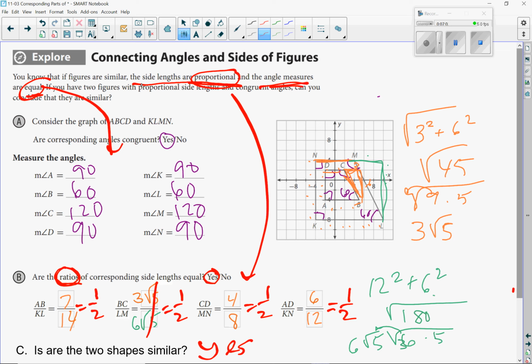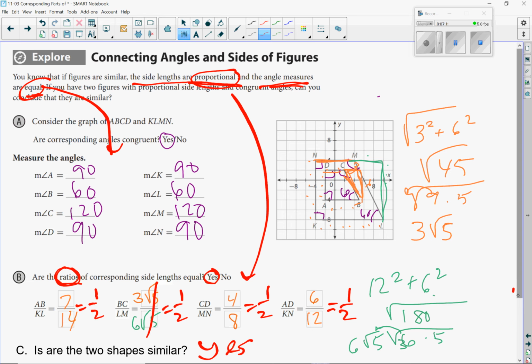And that's the reason that we can do similarity transformations to match one to the other: the sides are proportional because I'm multiplying all the side lengths by that same scale factor. That scale factor is the ratio that we would call for similarity.